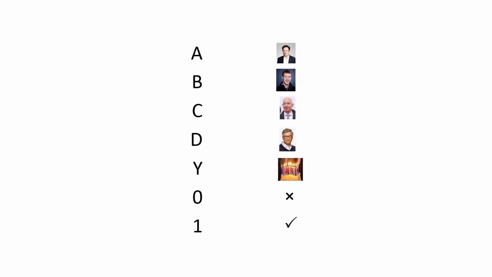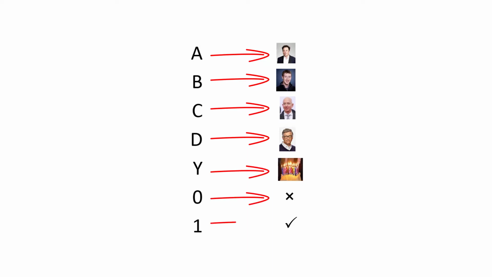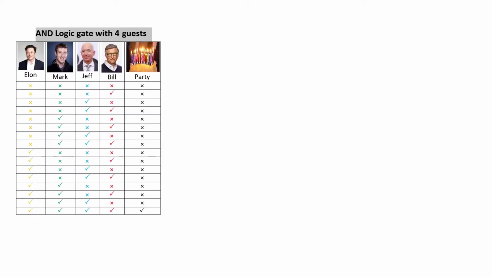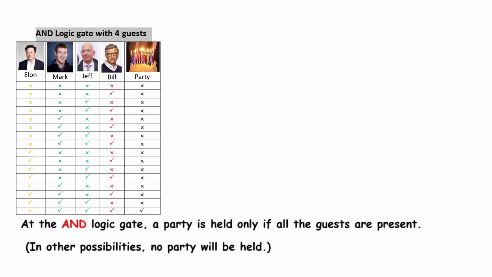Now, instead of the names of these four esteemed guests, I put the letters A, B, C, D. And instead of the party, I put the letter Y. I put 0 instead of no, and 1 instead of yes. The truth table in the AND gate will look like this.